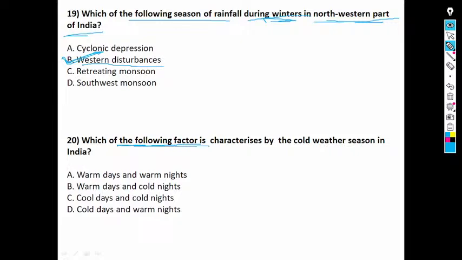Which of the following is characteristic of the cold weather season in India? Warm days and warm nights, warm days and cold nights, cool days and cold nights, or cool days and warm nights. Which one? Characteristics of the cold weather season. It is B, warm days and cool nights.